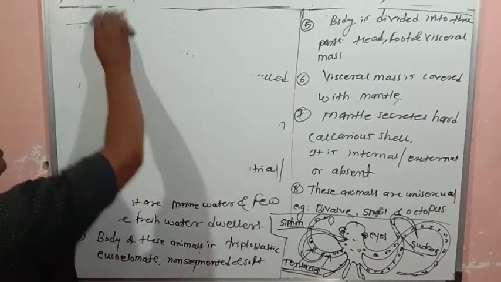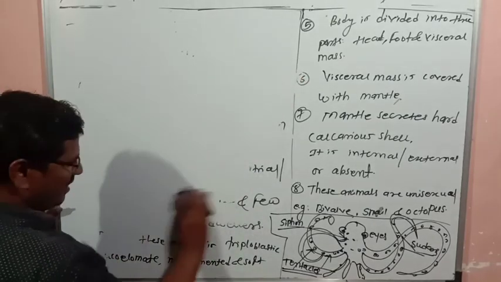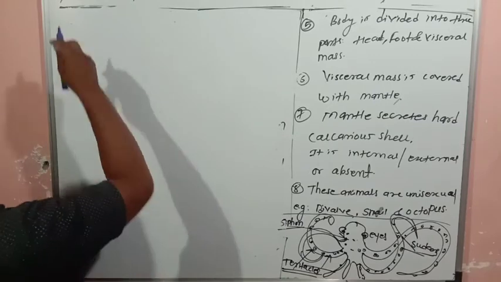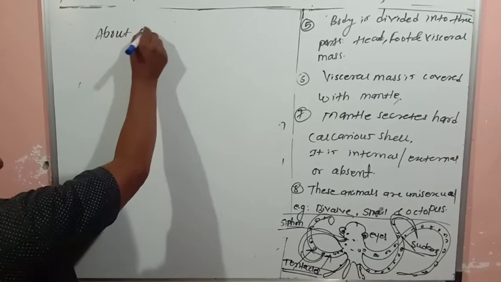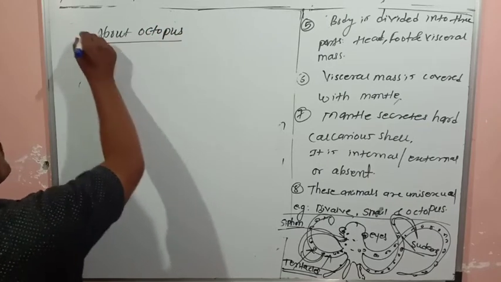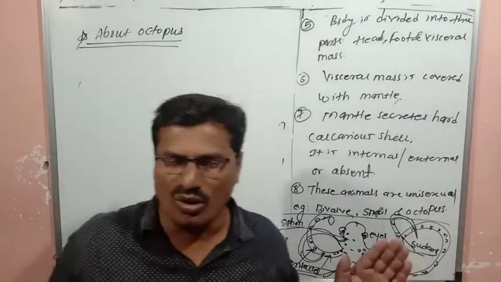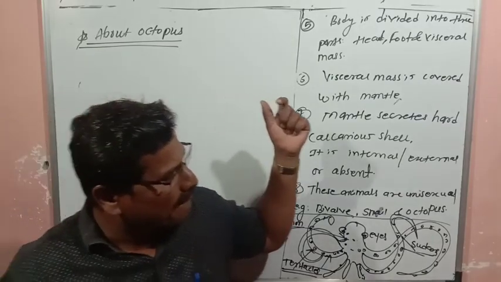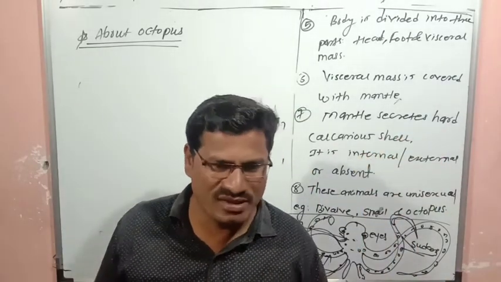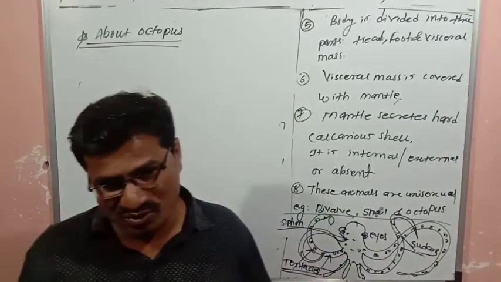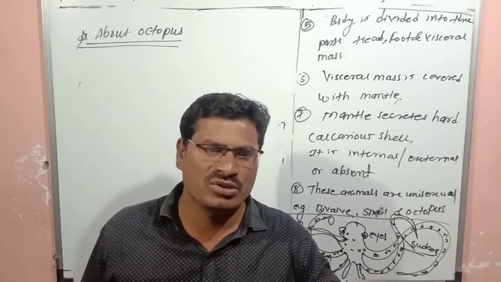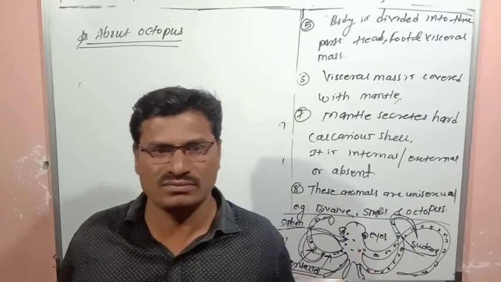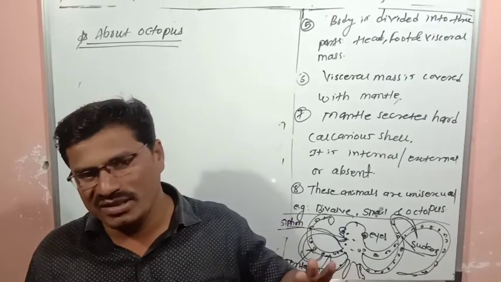Octopus, extra information about octopus. Octopus is what type of animal? It is a mollusca. Soft body is there, and it is the most clever animal. Why is it a clever animal? Most clever animal in non-chordates, you can say. It can change its color when the enemy reaches. At that time it changes the color.